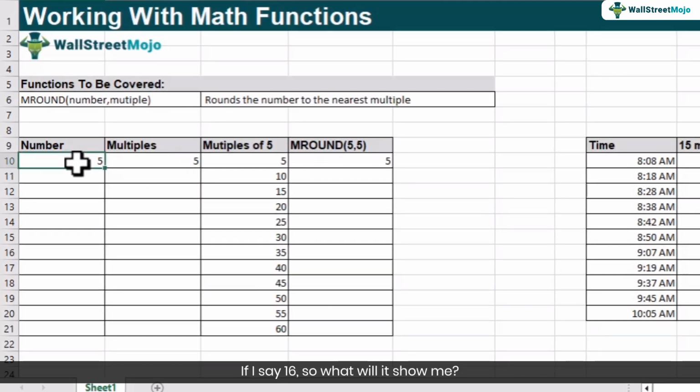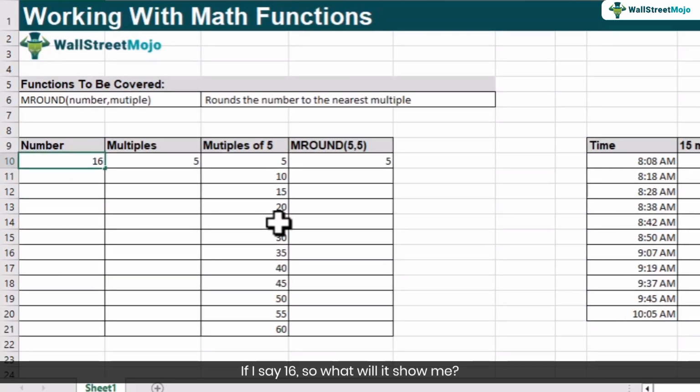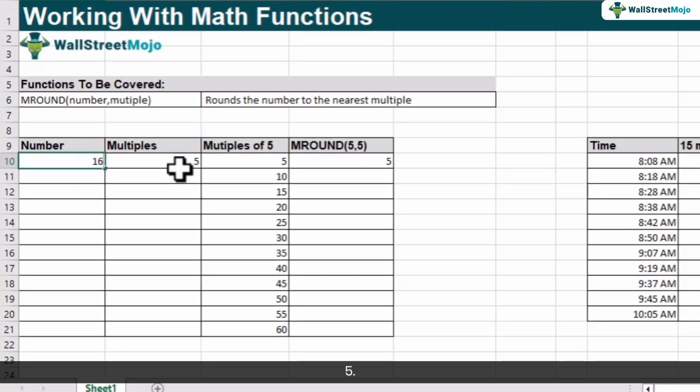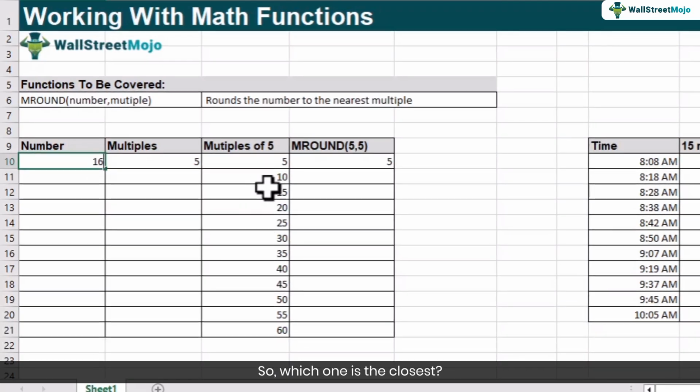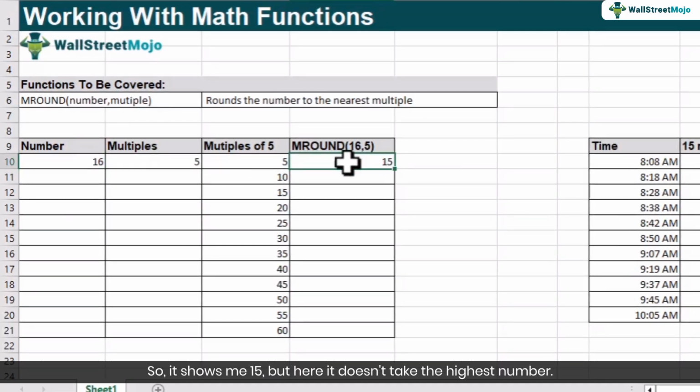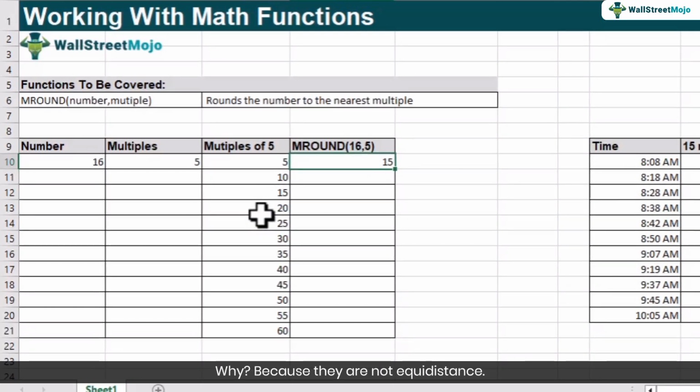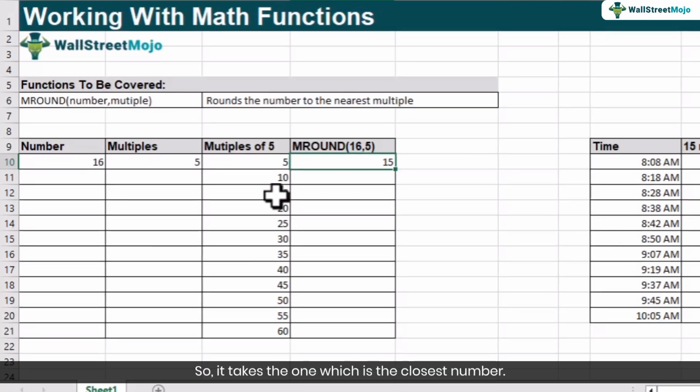If I say 16, what will it show me? So 16 and 5. What is the multiple of 5 which is closest to 16? It should be 20 or 15. Which one is the closest? Okay, the closest is 15. So it shows me 15. But here it doesn't take the highest. Why? Because they are not equidistant. 15 is much closer than 20. So it takes the one which is the closest number.